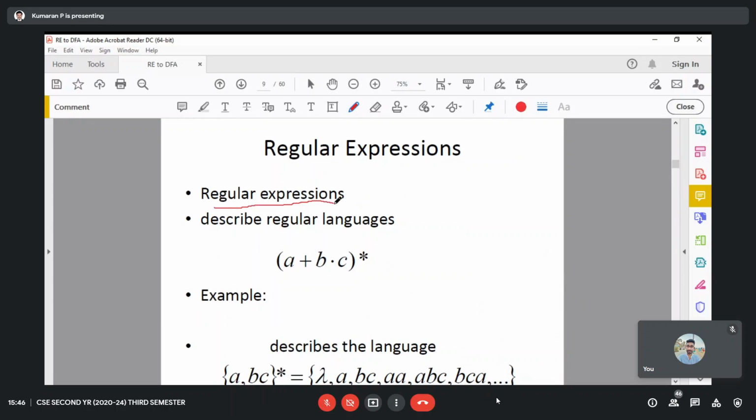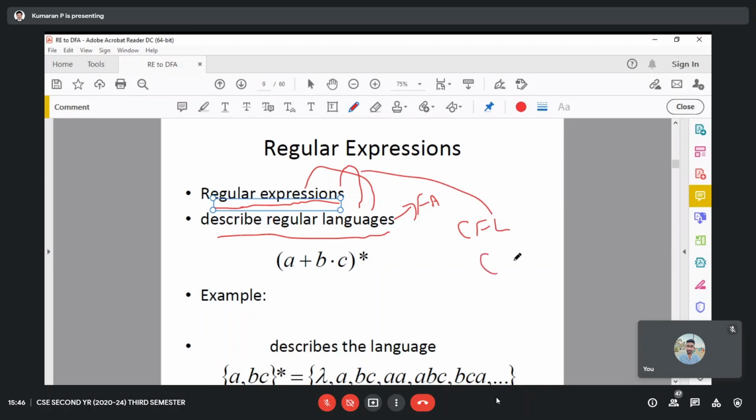Generally, regular expressions describe the regular languages. What are regular languages? If a language has a finite automaton, then that language is called a regular language. Only for regular languages can we write a regular expression. What other languages can we not express with a regular expression? There is a language called the context free language; we cannot express it with a regular expression.